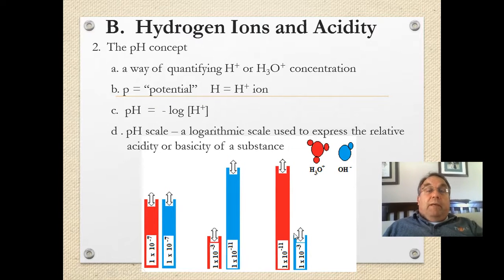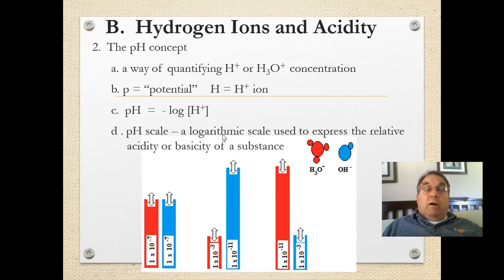Okay, so where does the pH scale come from? Well, it's a way of quantifying the amount of hydrogen ion or hydronium concentration in a solution. The P in pH stands for potential, H stands for hydrogen ion. So the pH is defined as the negative log of the hydrogen or hydronium ion concentration. So it's a logarithmic scale used to express the relative acidity or basicity of a substance.